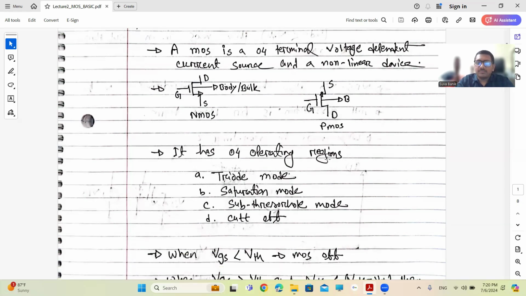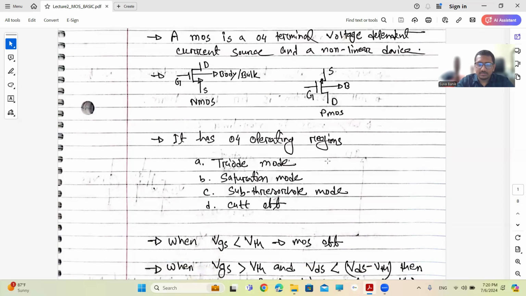First of all, it has 4 operating regions. Obviously, the first region is cutoff, then triode mode, then saturation. But there is one more region, which is known as sub-threshold mode. Engineers sometimes keep some transistors in sub-threshold mode to save power consumption in low power design.